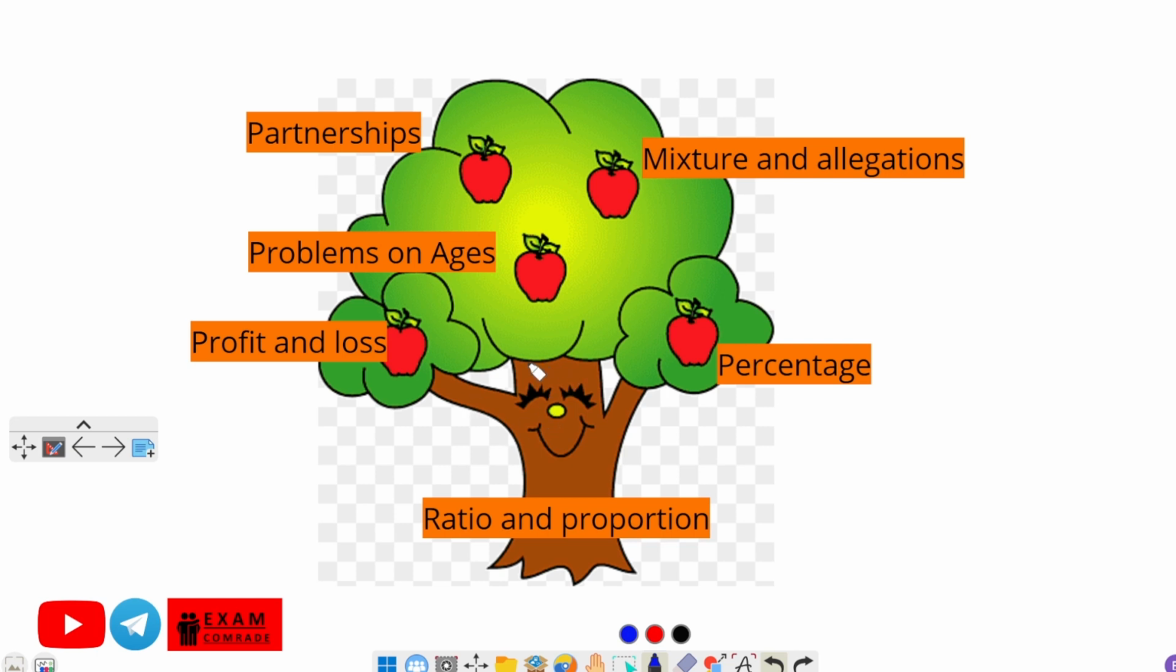Okay, this shows the importance of the ratio and proportion in aptitude. If we learn ratio and proportion, it will be helpful in percentages, mixture and allegations, partnerships, ages, and profit and loss. So I'm starting my course with this topic because this is most important in aptitude. Everything else will be very easy if you learn ratio and proportion very well.